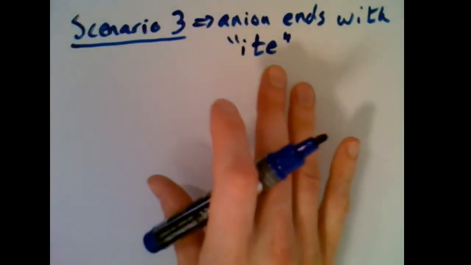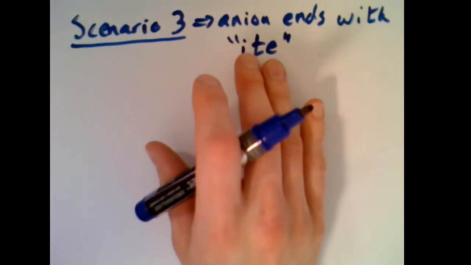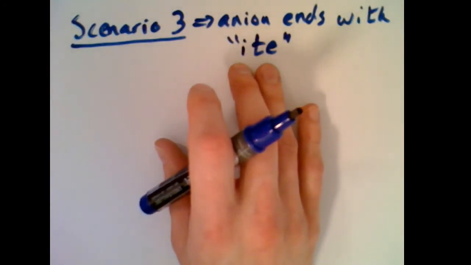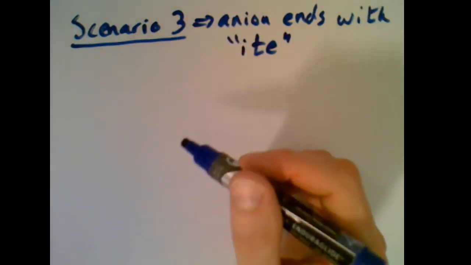So those are 2 of our naming systems. When it ends with IDE, we had hydro, end with ic acid. If it ends with ATE, no prefix, just end with ic acid. But there's one more scenario, and this scenario is when we're dealing with things that end with ITE. So let's take a look at an example here.